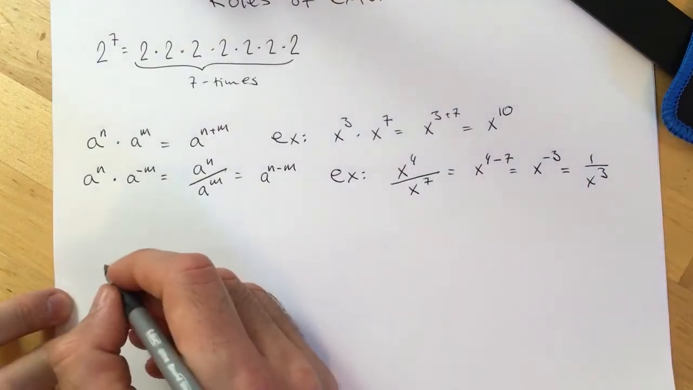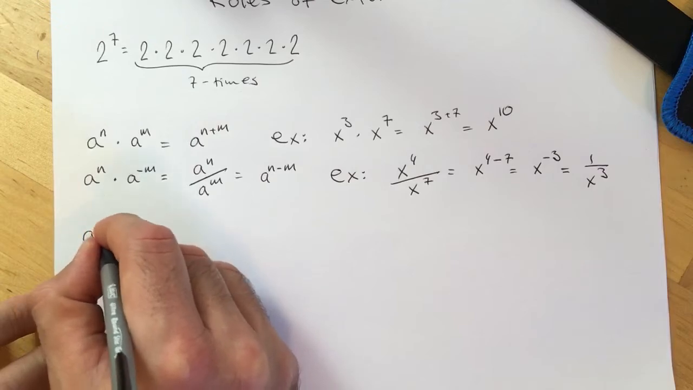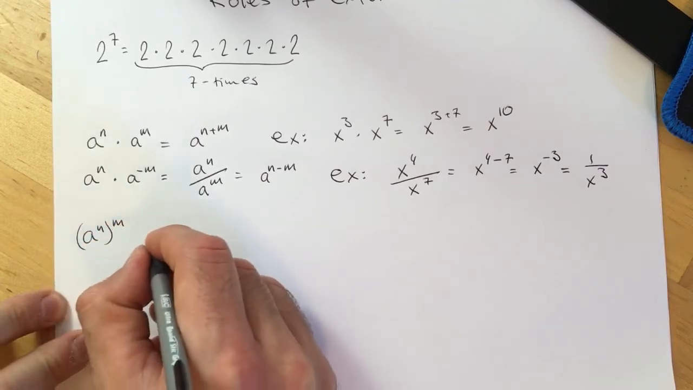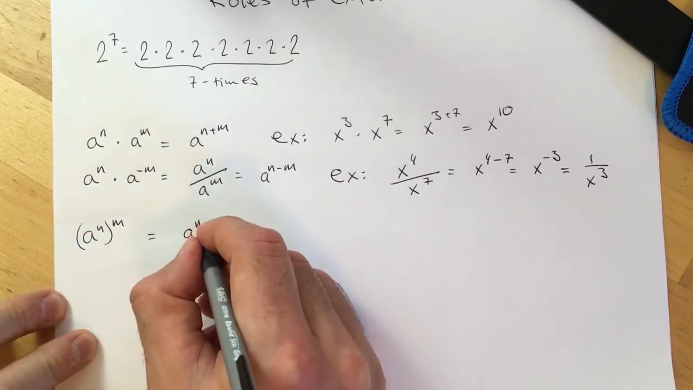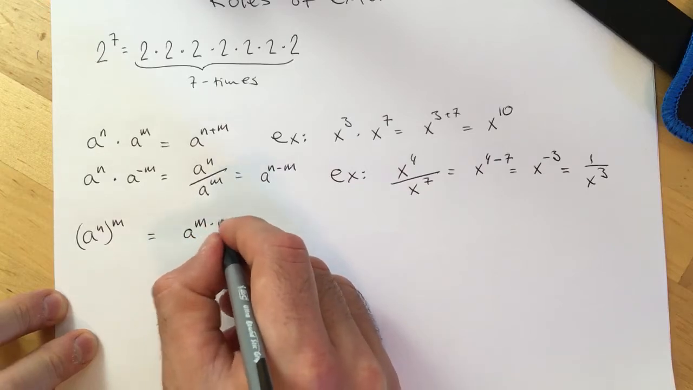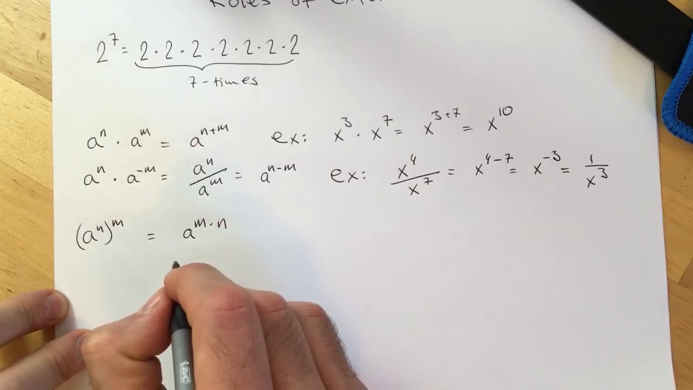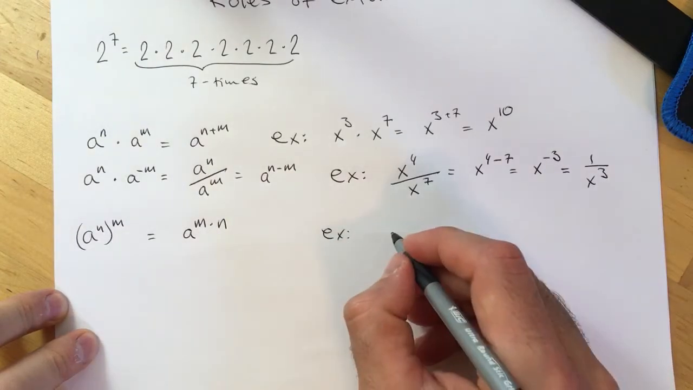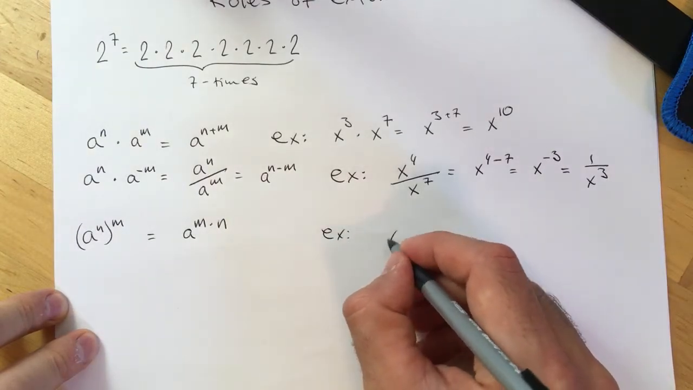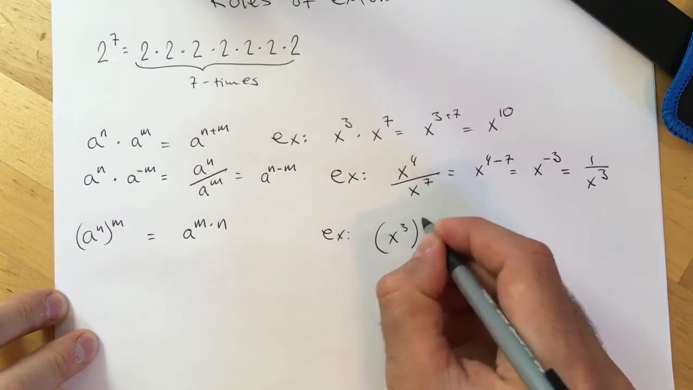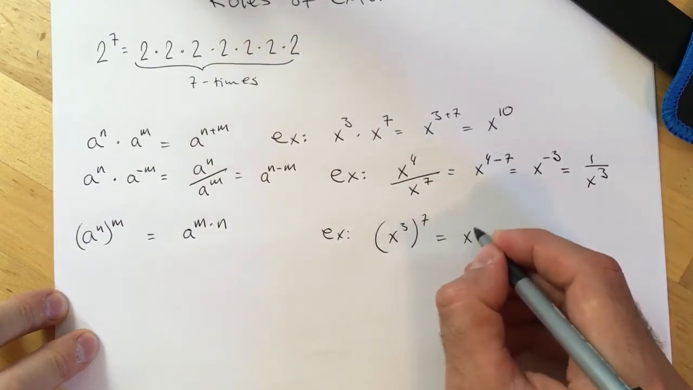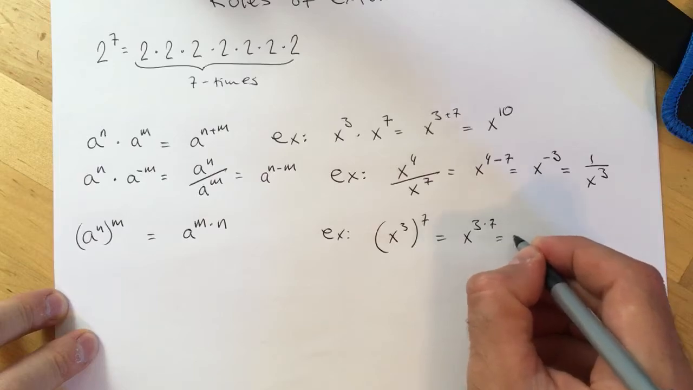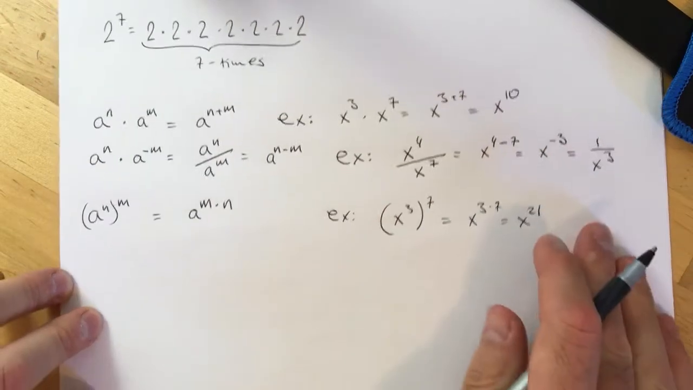Okay, then we have a to power n, the whole thing raised to power m. In this case we multiply the exponents, this is a to power n times m. Okay, so for example, x to the power of 3, the whole thing raised to power 7 is x to power 3 times 7, which is x to power 21.